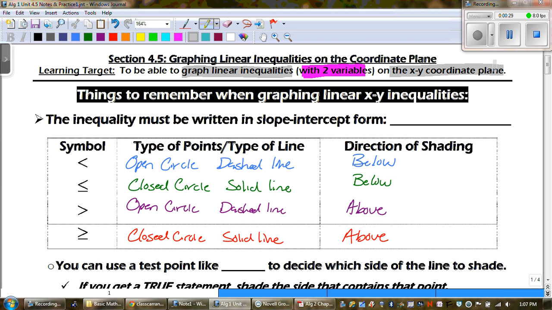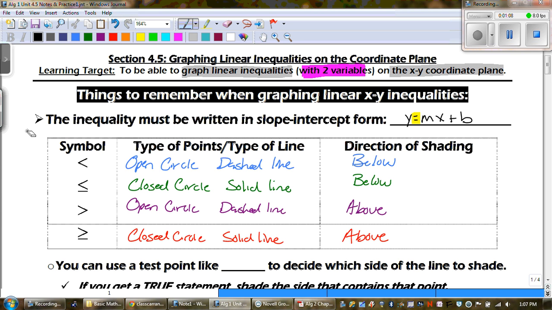The inequality must be written in slope-intercept form. You might be like, oh, Mr. Grice, I thought I was done with slope-intercept form. Well, you're not, okay? Remember that slope-intercept form is y equals mx plus b. The only thing that's going to be different today, instead of an equal sign, now we're going to be dealing with an inequality symbol. And the inequalities are the same as the last thing that we were just doing when we were graphing lines like this and wondering if it was open or closed. We're doing the same thing now, except it's going to be on a coordinate plane.